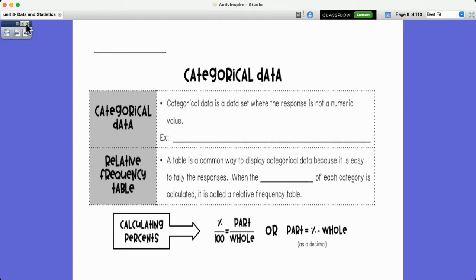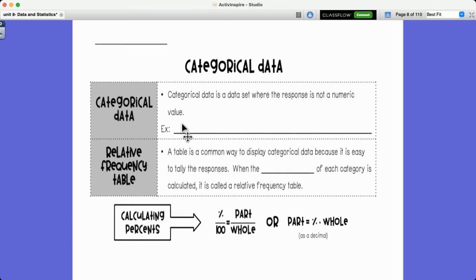Okay, categorical data is a data set where the response is not a numeric value. For example, it could be a favorite color or your favorite genre of books. It could be your favorite movies, things like that.